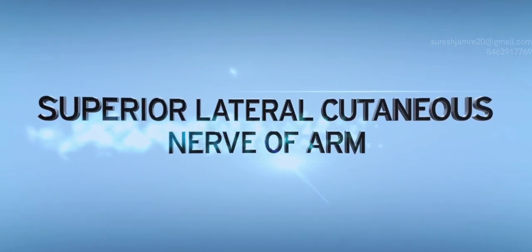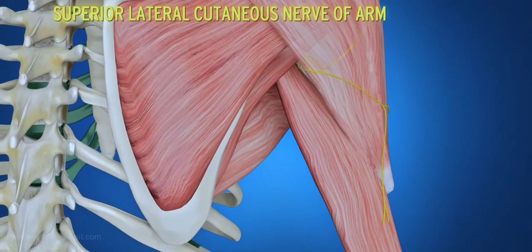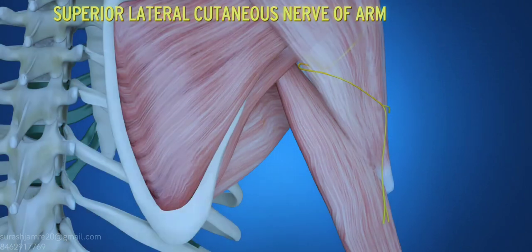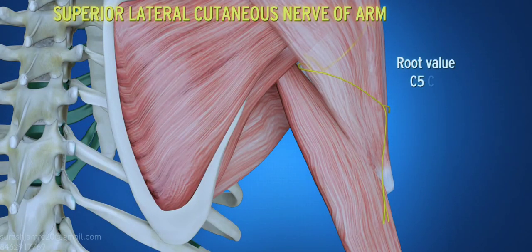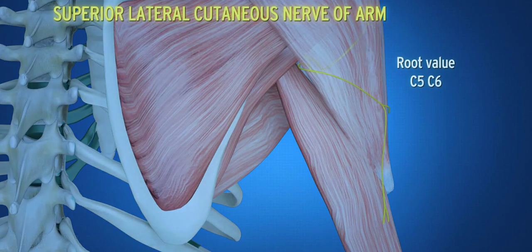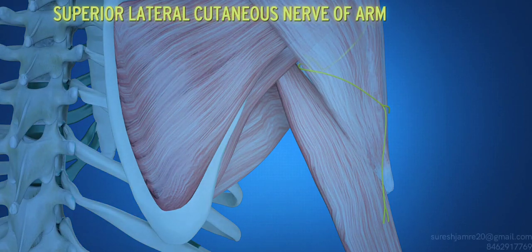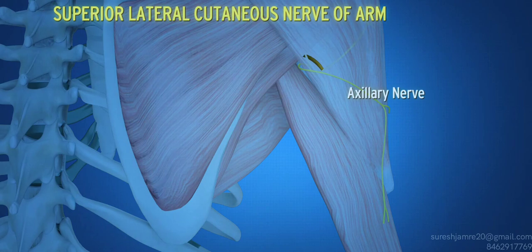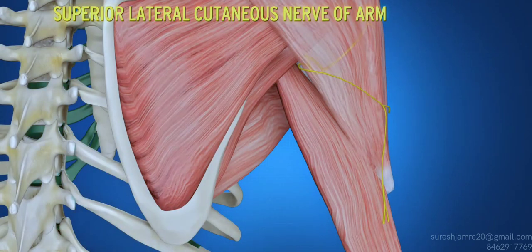Superior lateral cutaneous nerve of arm. Origin: the superior lateral cutaneous nerve of arm, C5, C6, or superior lateral brachial cutaneous nerve, is the continuation of the axillary nerve of the posterior cord after it pierces the deep fascia.